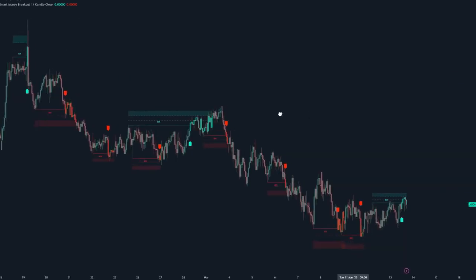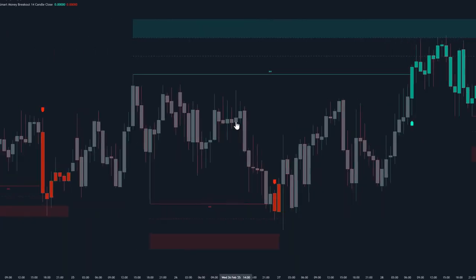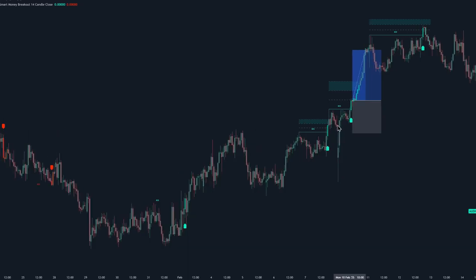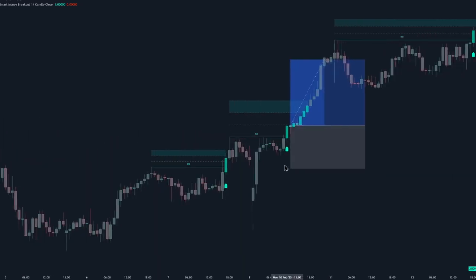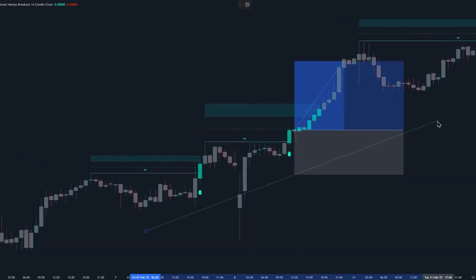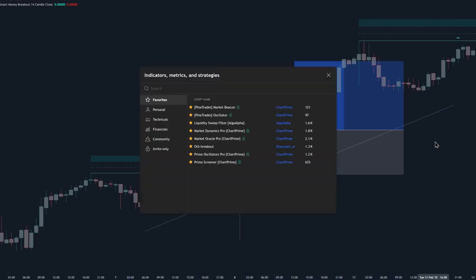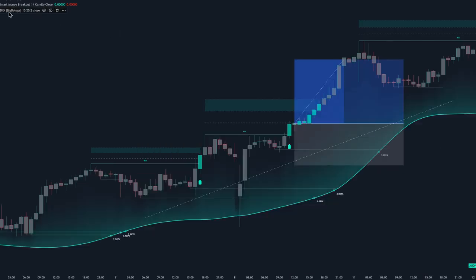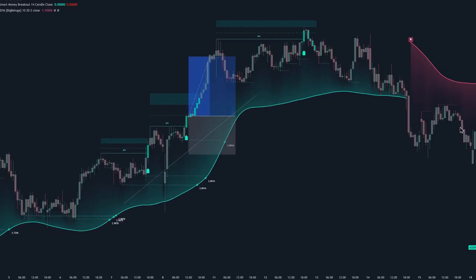Now, let's go over how we can use this indicator to trade. The basic idea is to take BOS signals as soon as they occur, but only in the direction of the overall trend. To help us identify the trend, we're going to use another indicator known as the Volumatic Variable Index Dynamic Average, aka the VIDIA indicator. This is a trend-following tool that uses volume to measure the momentum of the market.